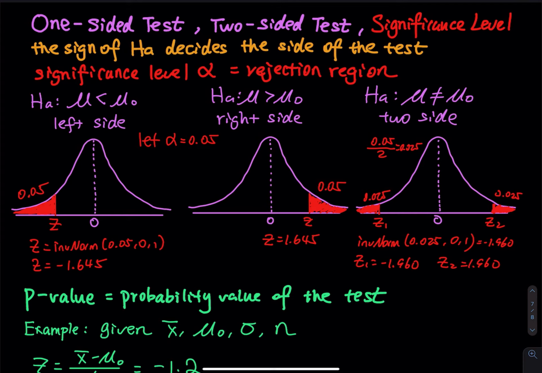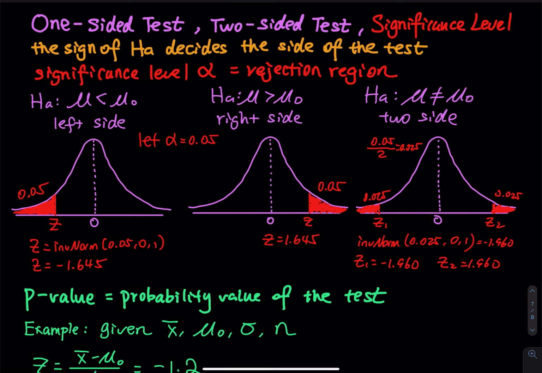If you use a greater than in HA, that will be the right side. So right side means you have the Z on the right hand side, and then you have the alpha on the right hand side. So that is the picture right in the middle.